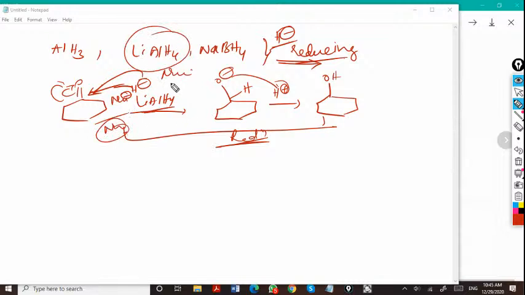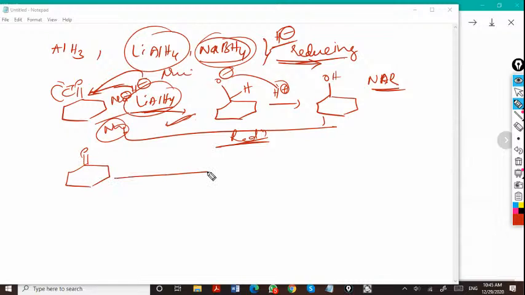So whatever the reductions based on lithium aluminum hydride and sodium borohydride, they are considered nucleophilic addition reactions. Both are used to reduce carbonyl systems into alcohols. There are many other reductions with sodium borohydride and lithium borohydride that we will discuss in further classes, but so far you need to remember that these two are reducing agents which can reduce carbonyl systems into alcohols, and it is considered a nucleophilic addition reaction.